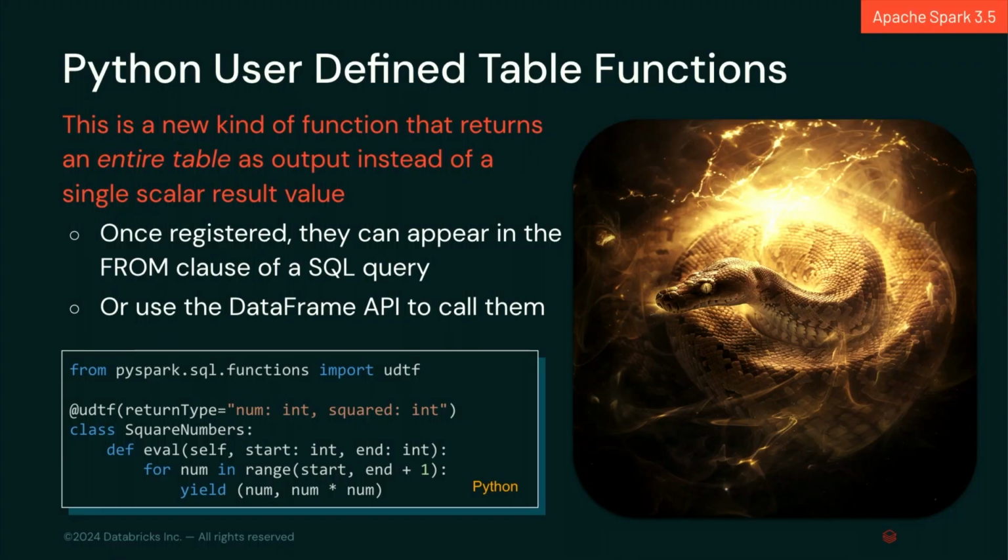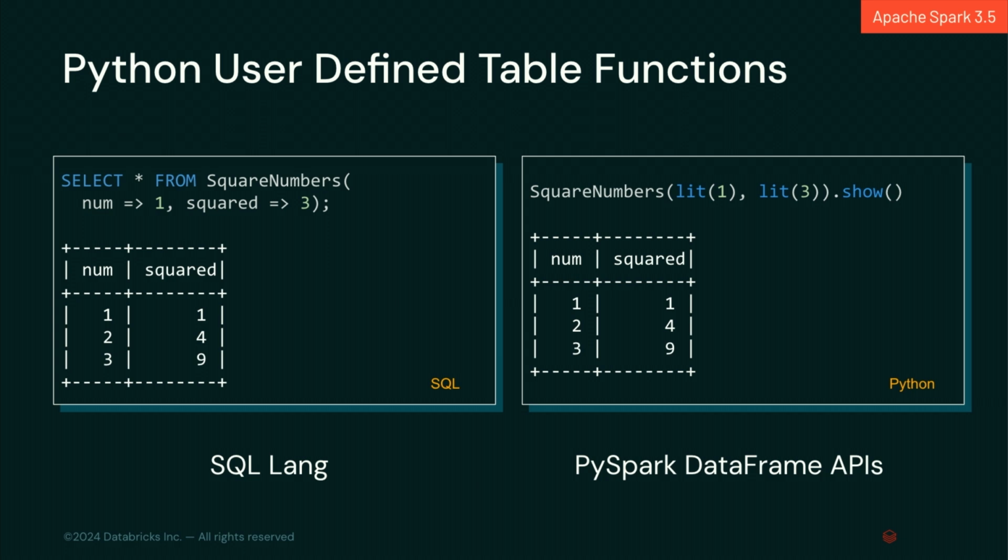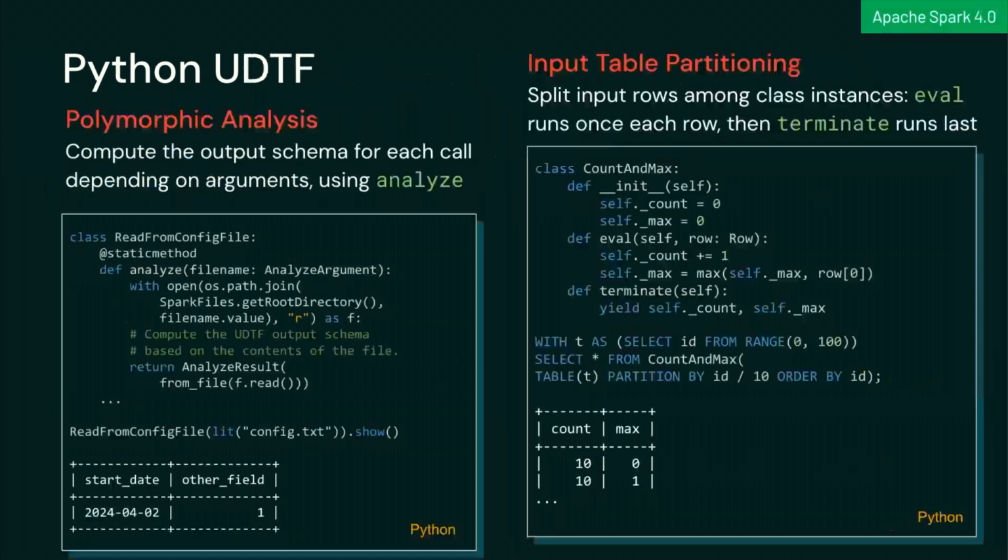We added Python user-defined table function in 3.5, so you already can use it. These functions are very powerful, and allow you to return a table, a set of rows, instead of just a single scalar value. This feature is particularly useful for complex data transformation. So UDTF can be integrated into your data workflows. As long as you register this function, just like a built-in function, you can call it from SQL. You can call it from the DataFrame API.